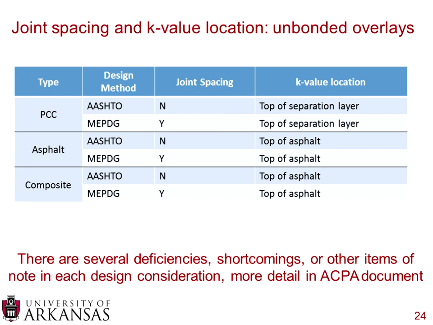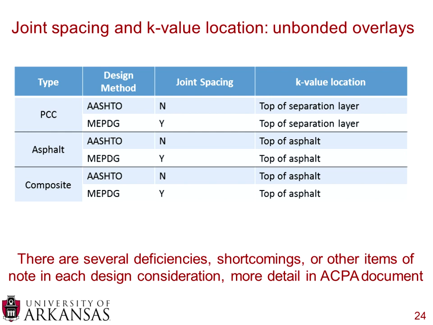So when we were talking about unbonded PCC overlays, that's where you had existing PCC pavements. And you put that thin, 1-inch thick asphalt concrete separation layer, and then your second layer of new Portland cement concrete. You take the K value at the top of that separation layer, whereas with the asphalt and the composite types, the K value is simply at the top of the asphalt layer.